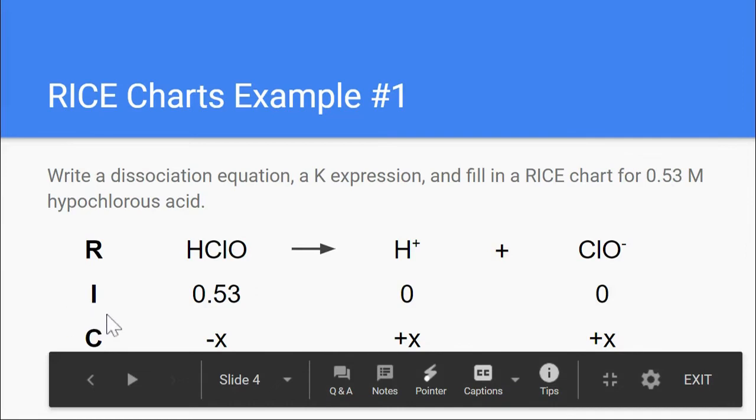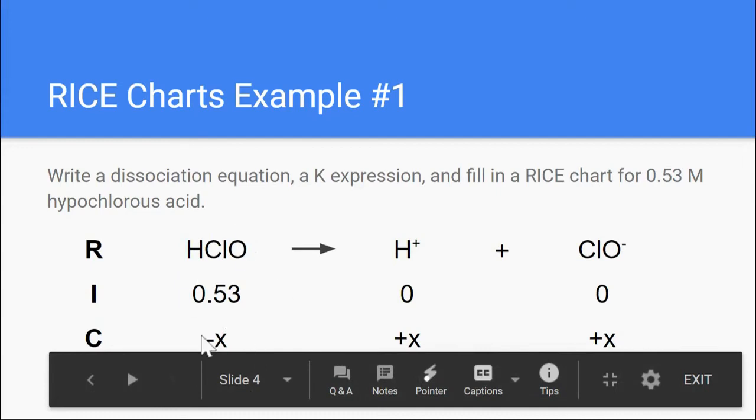Then we start thinking about this HClO starting to dissociate into ions, and it changes, but we don't necessarily know by how much it changes. But if this breaks apart, we know that the amount of it is decreasing. So I put a negative sign. I'm going to lose some HClO. It's going to turn into something else. So the HClO decreases, so I put a negative. And I use an X because I don't know by how much it decreases. So this is always negative X.